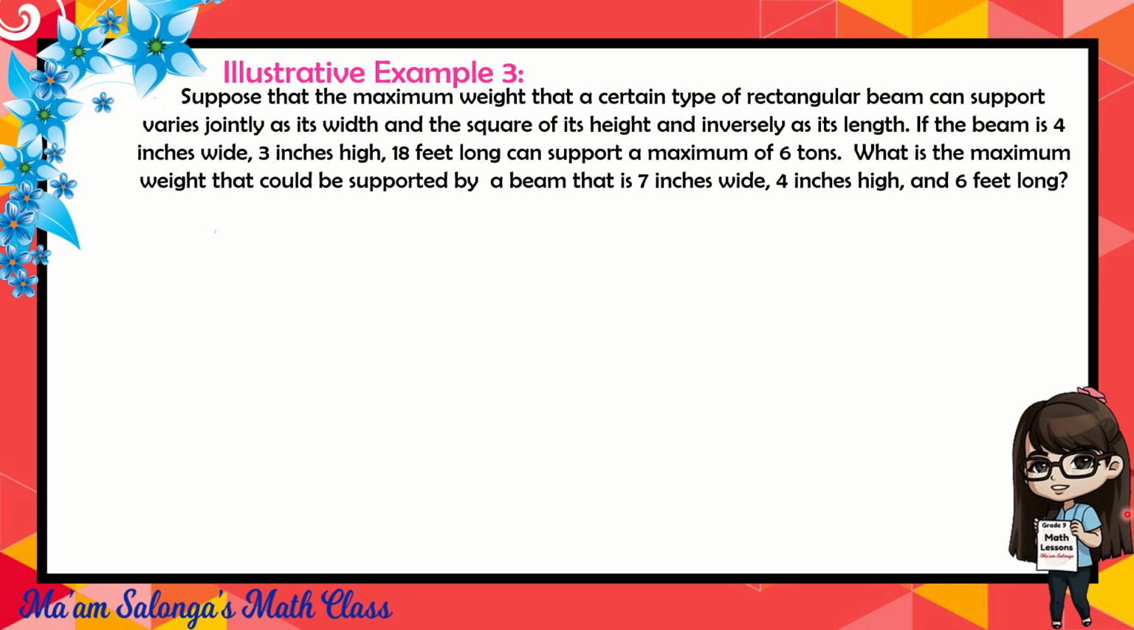So the dependent variable is the maximum weight, which varies jointly with its width and its height, and varies inversely with its length. So the given, let's identify the given. If the beam is 4 inches wide, so we are talking about the width, 3 inches high, 18 feet long.